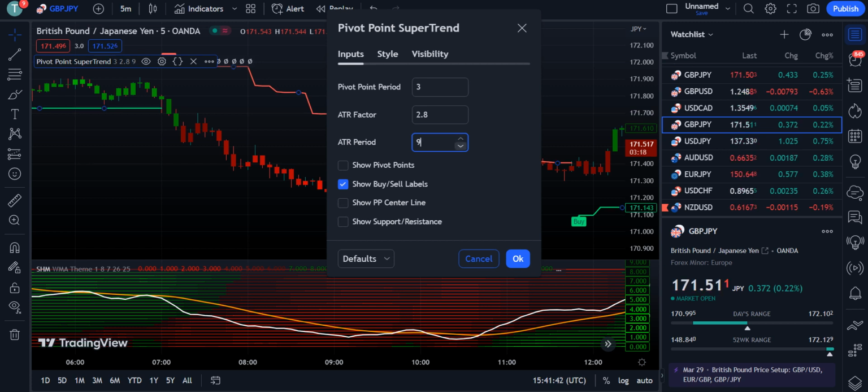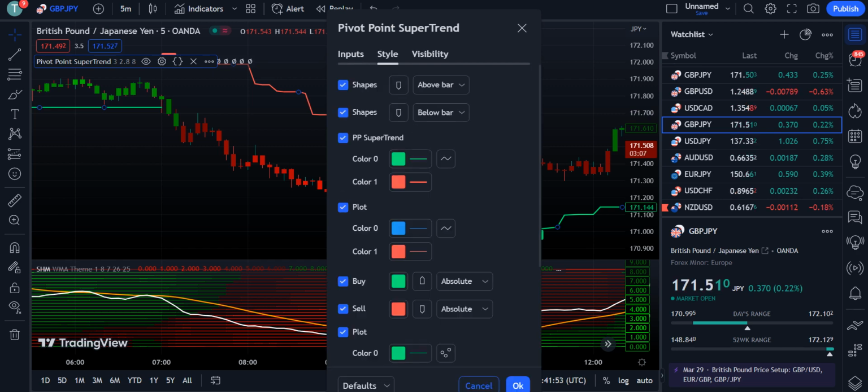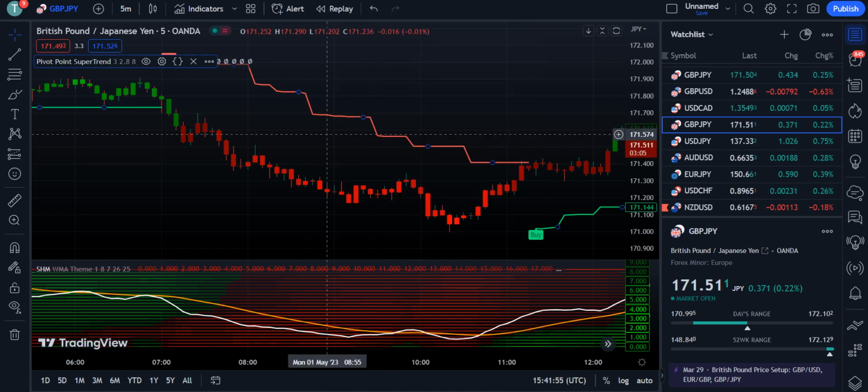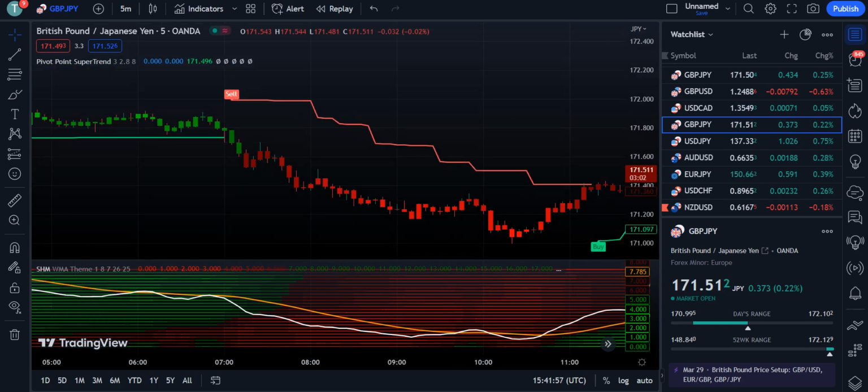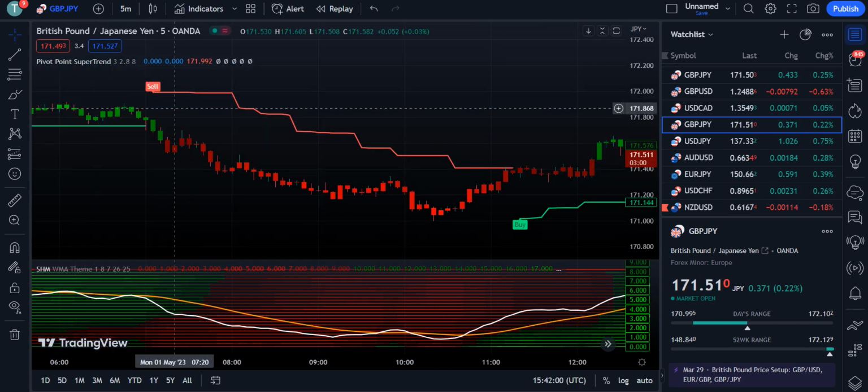We are going to change it from to 8, but we are not going to use the support and resistance level, so we will be adding another indicator for that. In the style tab, we are not going to change anything. So click OK. And now our market will be looking like this according to this chart.